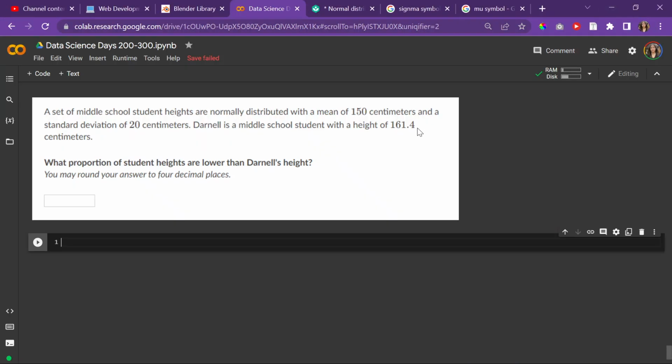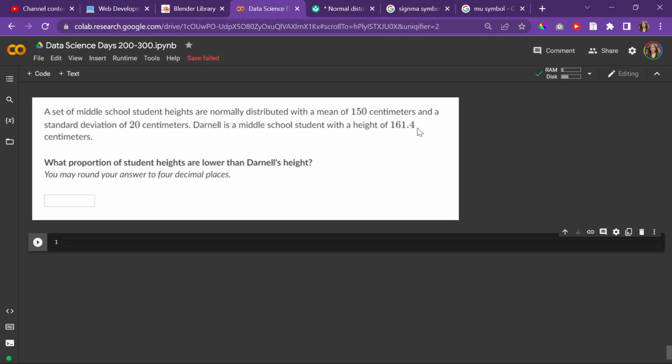Okay, for this problem, we are trying to find the area below a certain point. So let's read the problem. A set of middle school student heights are normally distributed with a mean of 150 centimeters and a standard deviation of 27 centimeters. Darnell is a middle school student with a height of 161.4 centimeters.